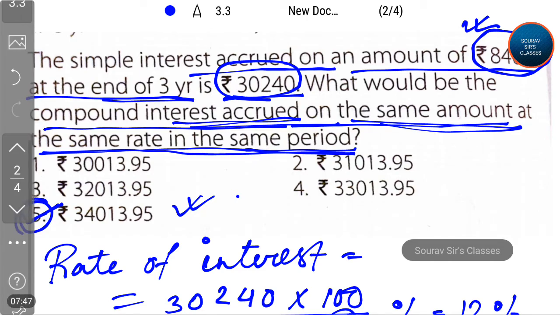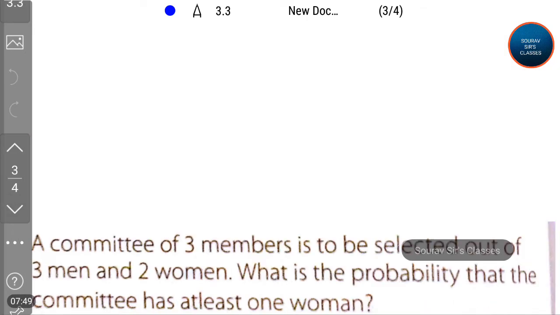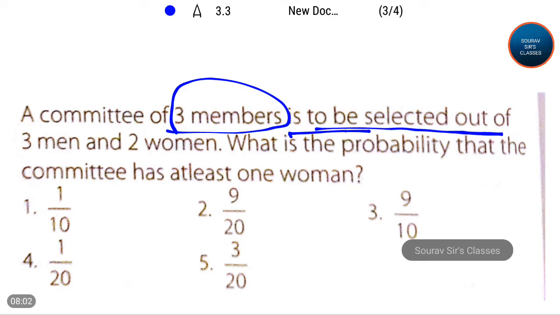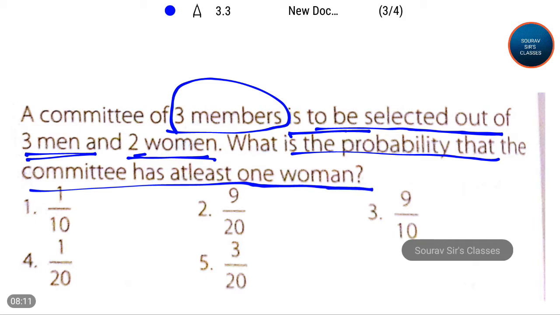Now let's go to our next question. Okay, so the question is: a committee of 3 members. So there are 3 members in a committee who are to be selected out of 3 men and 2 women. Now, what is the probability that the committee has at least 1 woman? So we have to find out the probability that the committee has at least 1 woman.